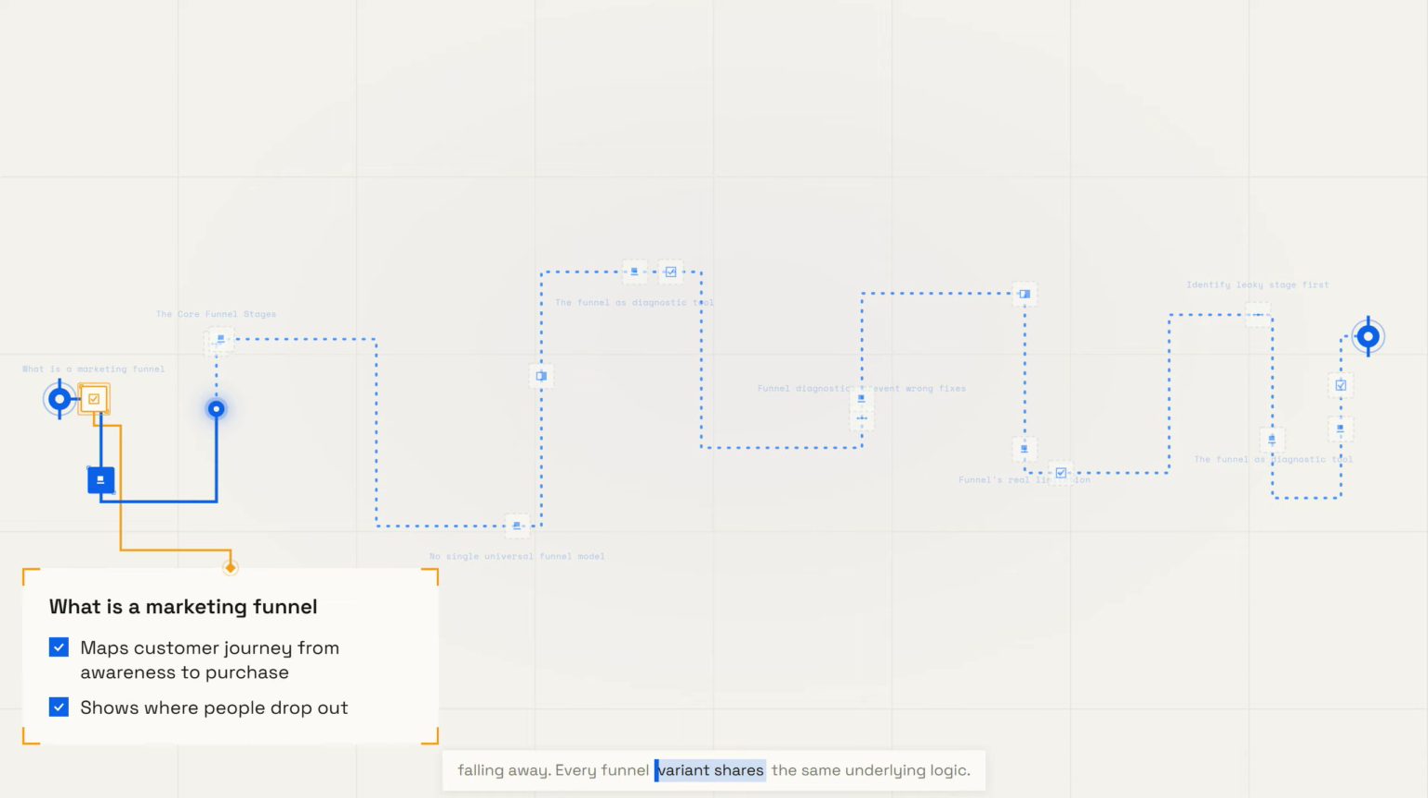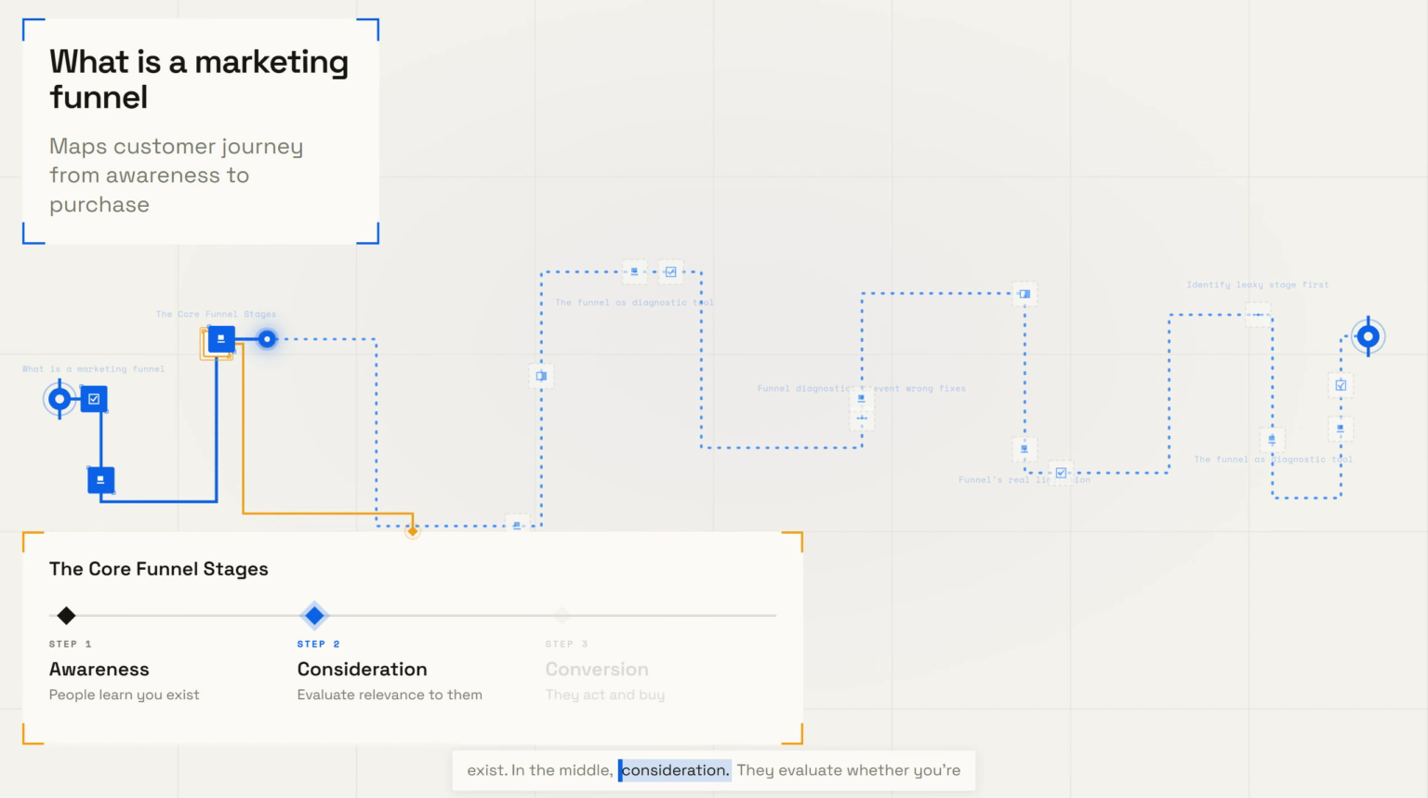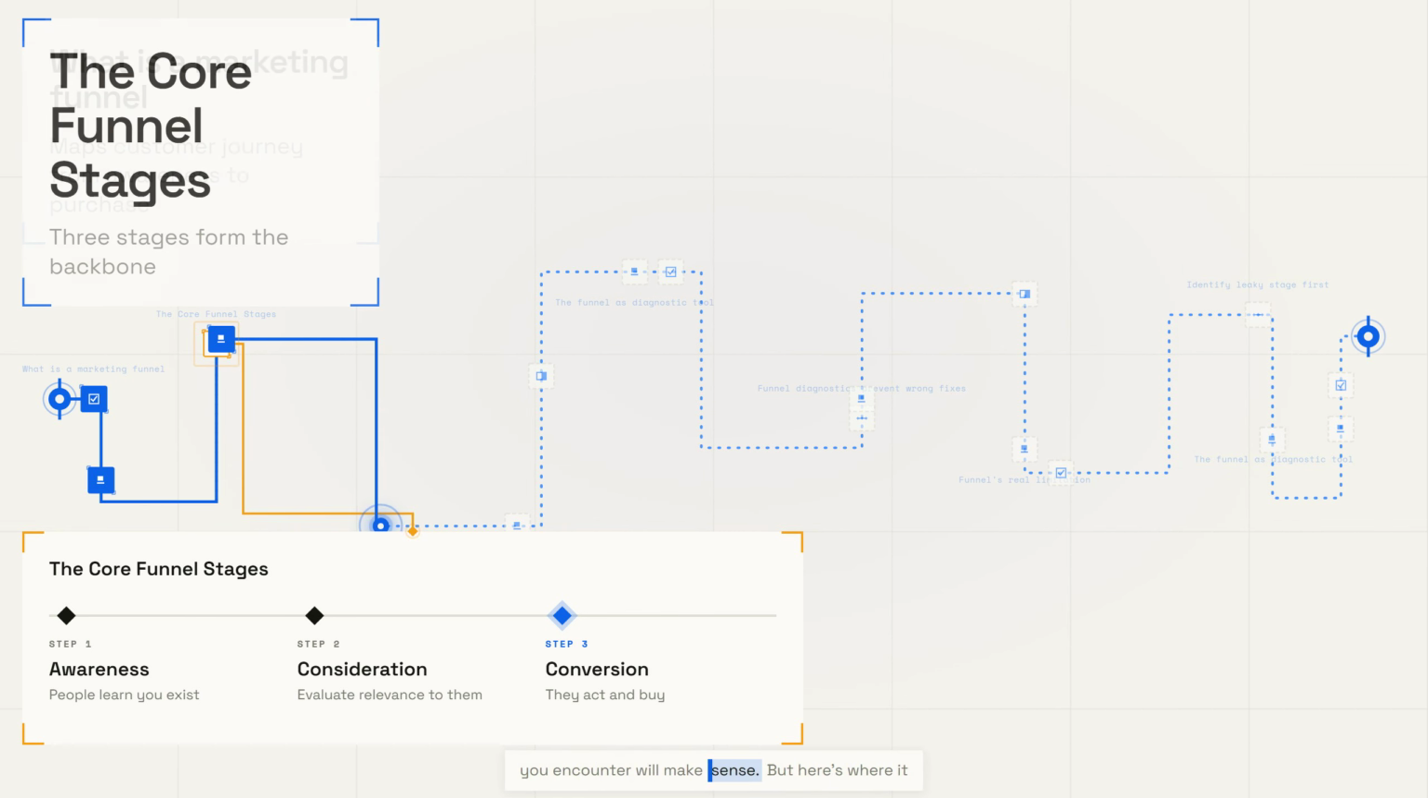Every funnel variant shares the same underlying logic. At the top, you have awareness. People learn you exist. In the middle, consideration. They evaluate whether you're relevant to them. And at the bottom is conversion. They act and they buy. Some models add loyalty or advocacy after that, but those three are the backbone. Once you have that logic, any version of the funnel you encounter will make sense.